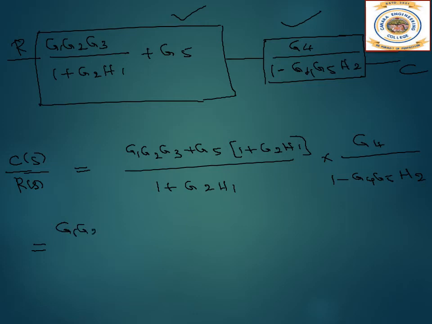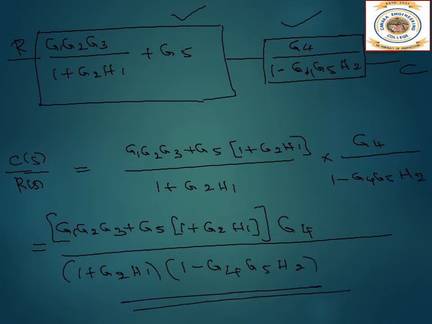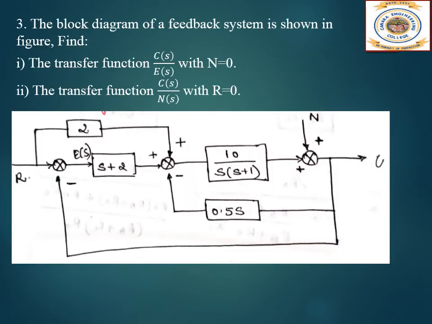Okay, the same thing, I'll just write it together over here. The same expression, G2 G3 plus G5. You can multiply it also, I will not multiply it over here. G2 H1 whole of this into G4 whole divided by 1 plus G2 H1 into 1 minus G4 G5 H2. So this is the final answer for the transfer function. Okay, so next question we'll see.